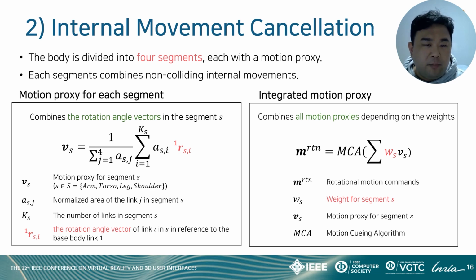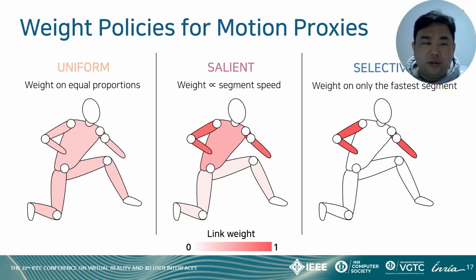We implemented 3 weighting policies for merging the segments and conducted a user study to identify the best policy. Here's the thing: the uniform policy merges the segments at equal ratios. The salient policy assigns more weight to segments with higher speed, and the selective policy uses only the fastest segment.